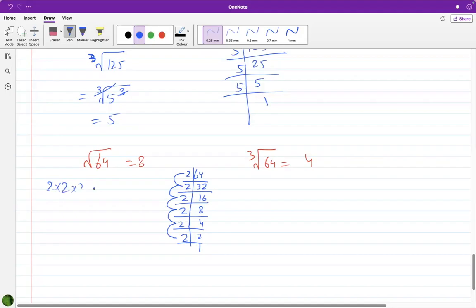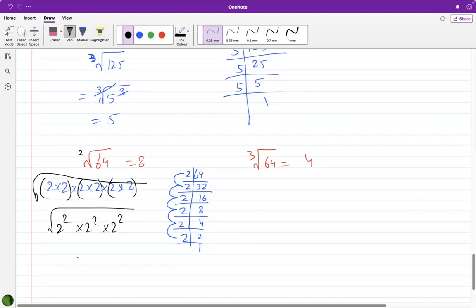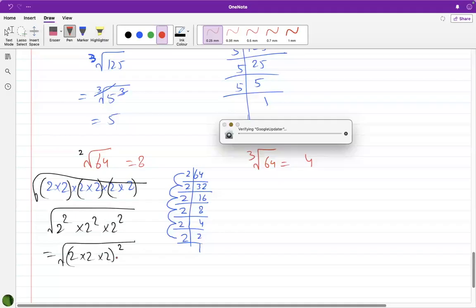When we are dealing with square root, we make pairs of 2. So I can write 2 squared times 2 squared times 2 squared. Then I can take the power common, 2 into 2 into 2, and take the square as common. Now I can get rid of this root and this square. So I'm left with 8.